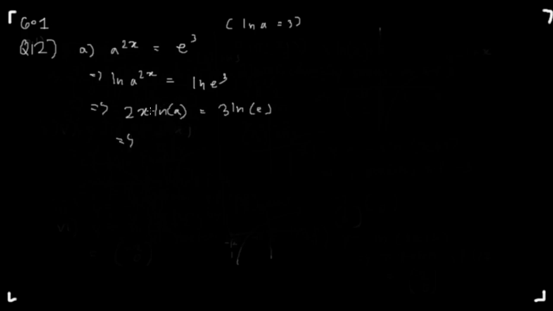So what would this be? This would be 2 times 3. So this would be 2x times 3 because ln a is equal to 3. So 2x times 3 is equal to 3 times, this is 1. Right? So now we can do this.